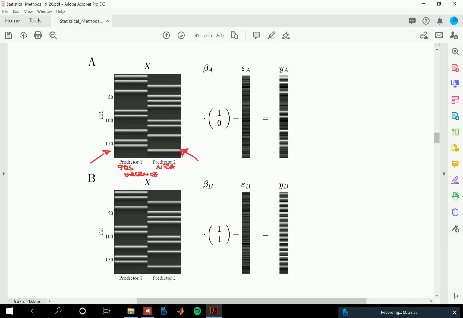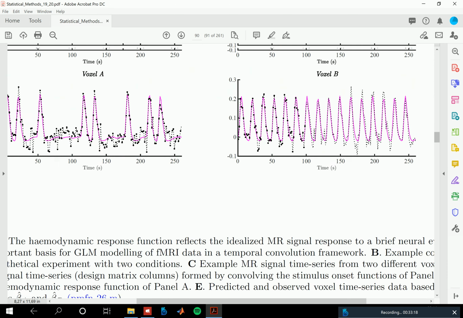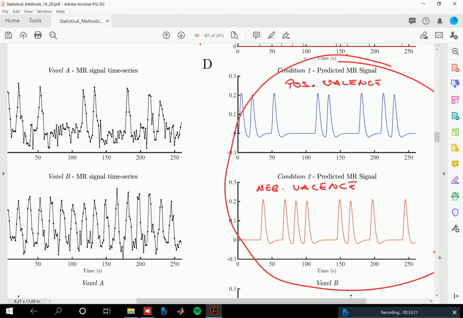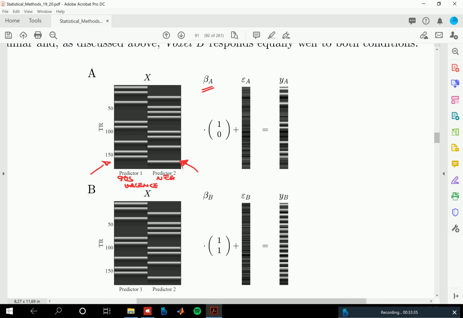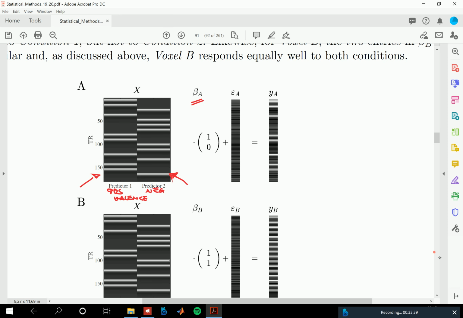And now what we've also established is that voxel A is only responsive to the positive valence. And now the crucial thing is that you appreciate how such a responsiveness is expressed in terms of beta parameters. Because if you look again, what happens here is that whenever there's a peak in the positive valence, there's a peak in voxel A. Whenever there's a peak in negative valence, there's no peak in voxel A. And this is encoded in beta parameters by having a large value, or let's say 1, for the first predictor and 0 for the second predictor.